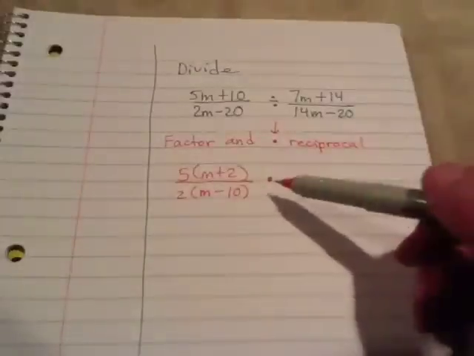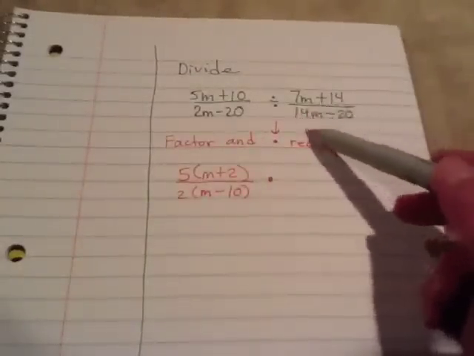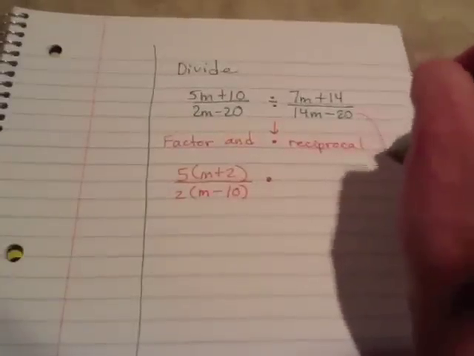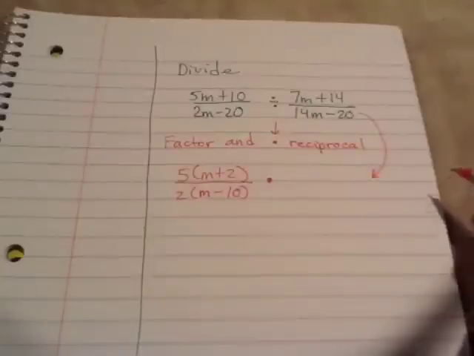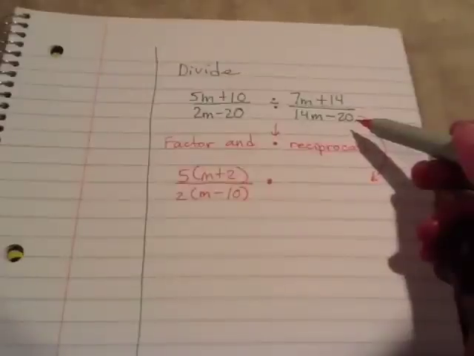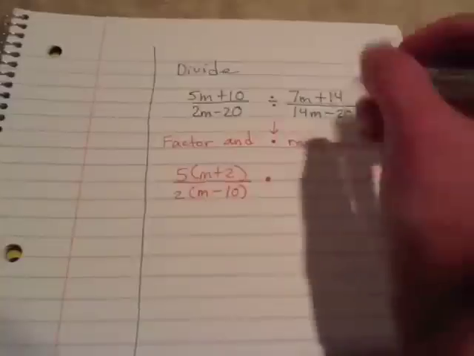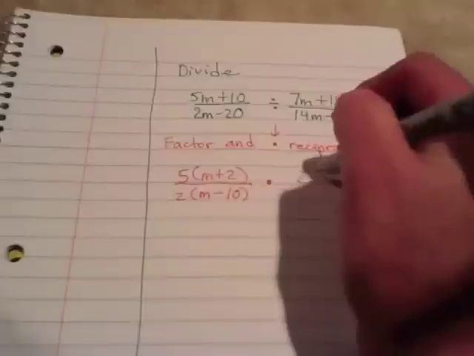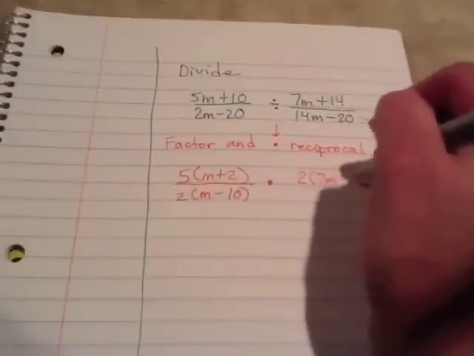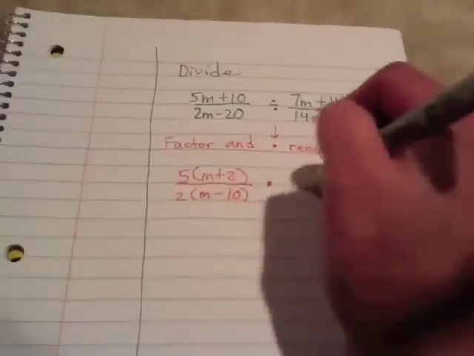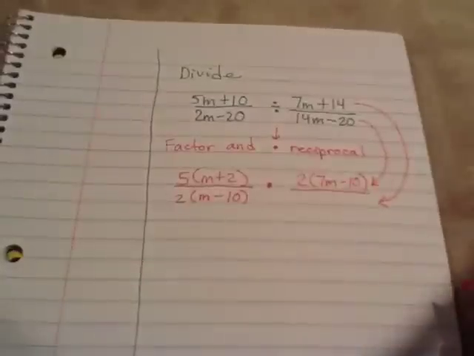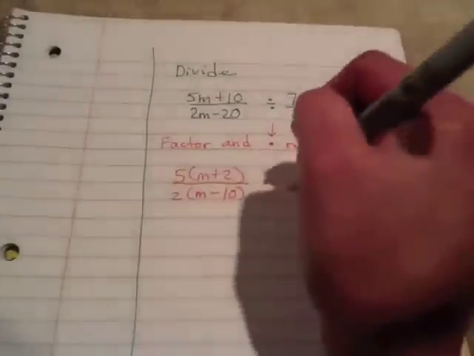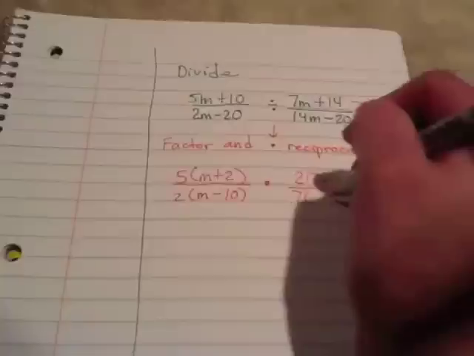Times, and now I need to make sure I flip this. So I'm going to look at the 14m minus 20. That's going to go there. The 7m plus 14 is going to go to the denominator. So 14m minus 20, and if I think about that, the only thing I can think of that's a common factor there is a 2. So I'm going to pull 2 out. Remember, it stays at the top now. And I have 7m minus 10. Now this one, the numerator is actually going to go to the denominator here. And I have a common factor of 7. And I pull 7 out and I have m plus 2 left over.